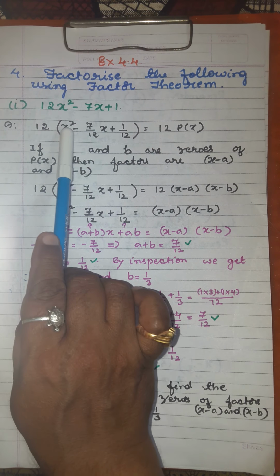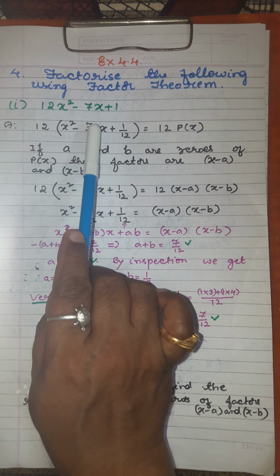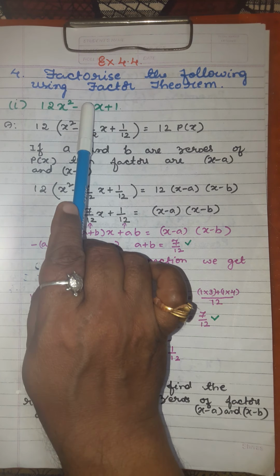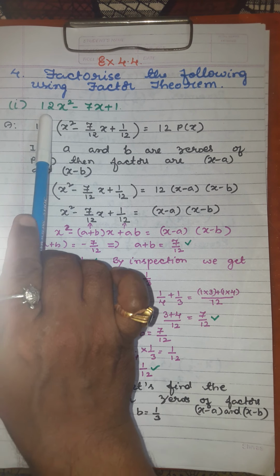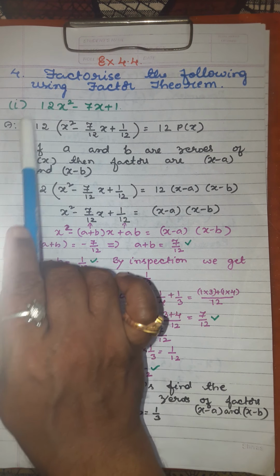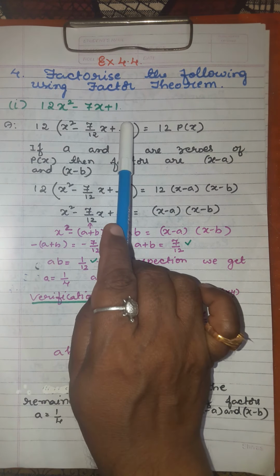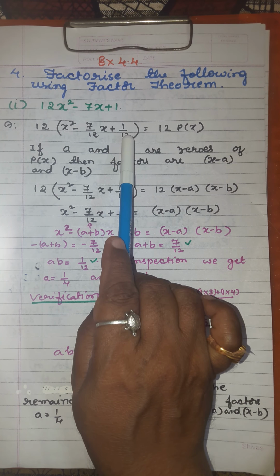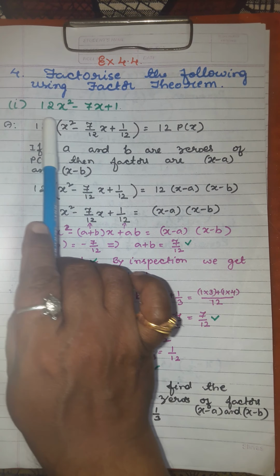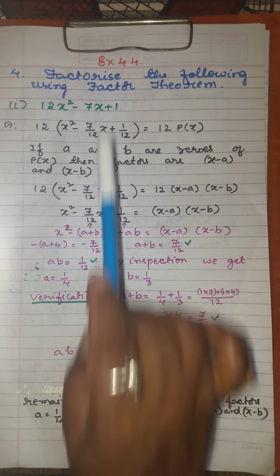12 into x square, 12x square. Plus into minus, minus. 12 into 7 over 12x is minus 7x, because 12 in the numerator and 12 in the denominator get cancelled by the division method. You will get minus 7x. Then 12 into 1 over 12 will get 1, because 12 in the numerator and 12 in the denominator get cancelled. You will get 1.